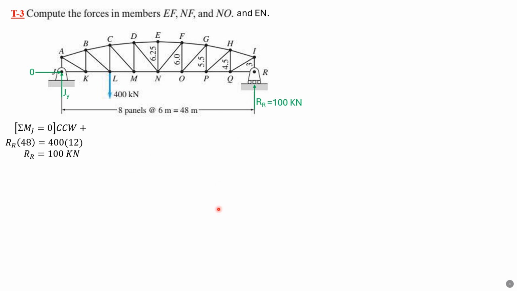We then introduce the cutting section 1, 1, and we consider forces to the right of that cutting section. These are the forces. Then let's compute the angle that EF makes with the horizontal.